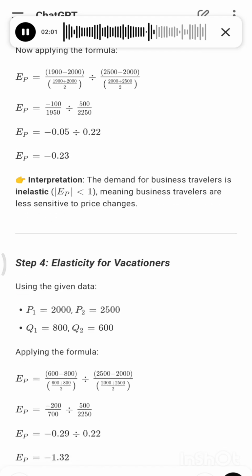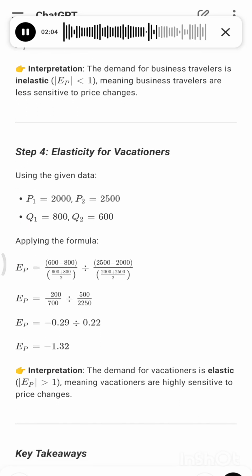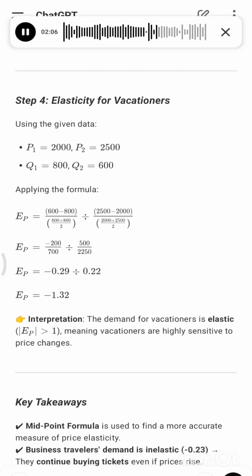Step 4. Elasticity for vacationers. Using the given data, P1 equals 2,000, P2 equals 2,500, Q1 equals 800, Q2 equals 600. Applying the formula, EP equals ((600 minus 800) divided by ((600 plus 800)/2)) divided by ((2,500 minus 2,000) divided by ((2,000 plus 2,500)/2)). EP equals 0.29 divided by 0.22, which gives EP of about 1.29.